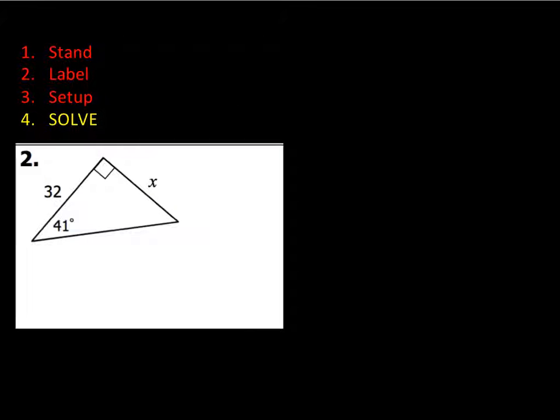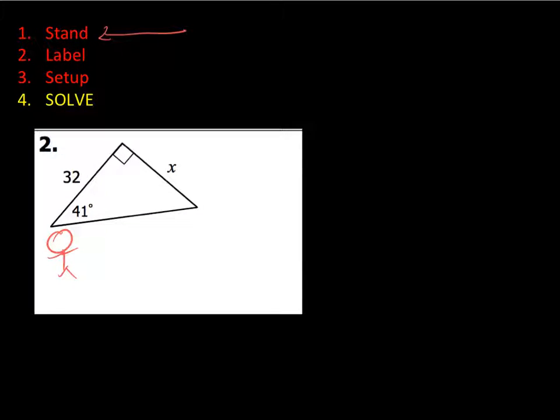You try number 2. Stand, label, set up, and solve. First things first, I'm going to stand at the acute angle that they gave me, which is 41. I'm going to label the sides that are given, which are opposite and adjacent. I'm going to figure out which trig ratio I should use. So O and A is tangent. So I'm going to use tangent to actually set this up.